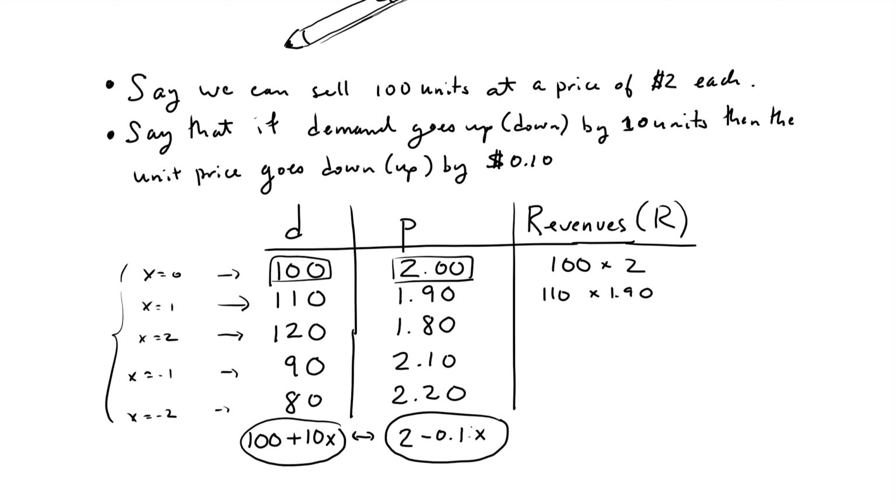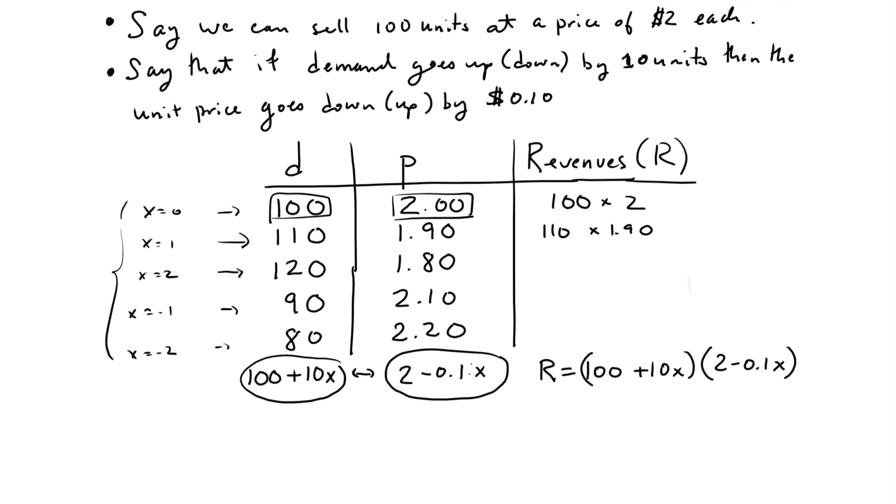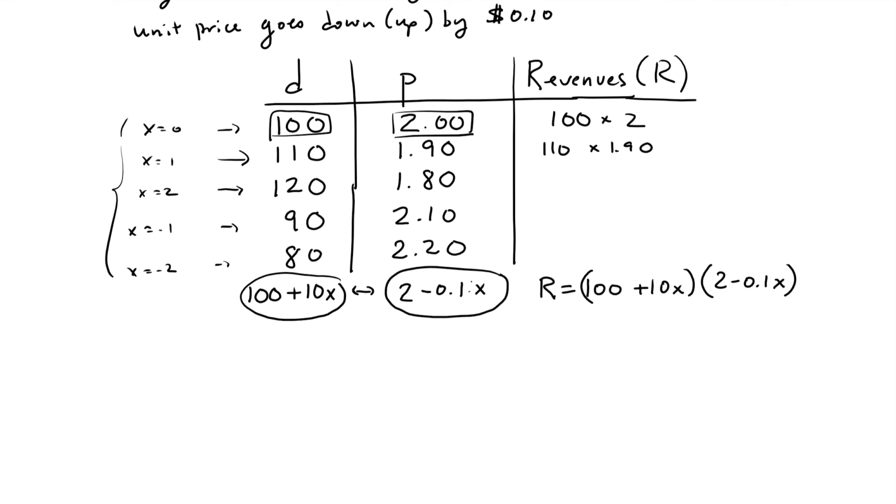So overall, what are my revenues here in general? Well, I need to multiply this expression, 100 plus 10x, times 2 minus 0.1x. And that gives me my revenue function. Now I'm going to rewrite this expression differently using the distributive property. So remember, if I have something like this, a times (b plus c), it's the same as ab plus ac. So I'm going to use that distributive property twice to multiply these two expressions.